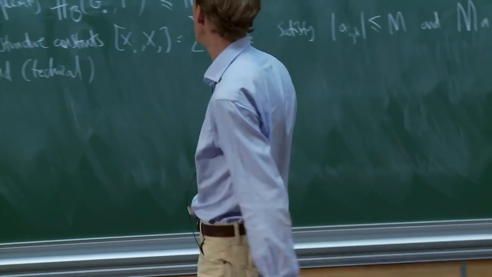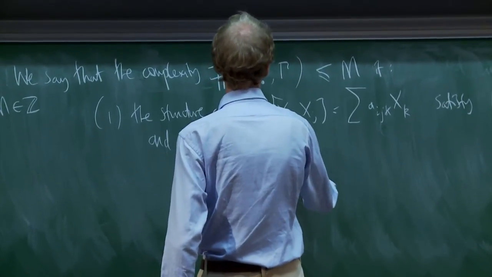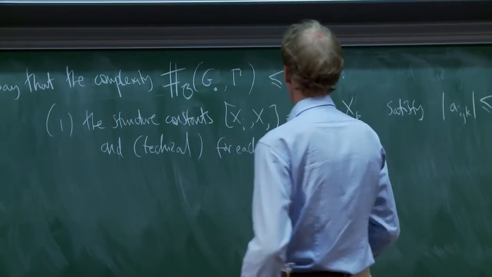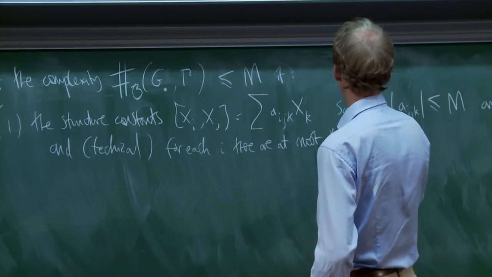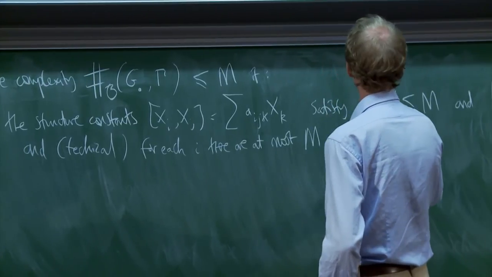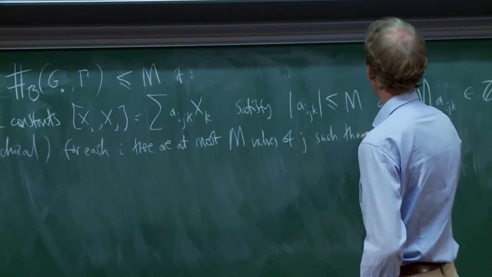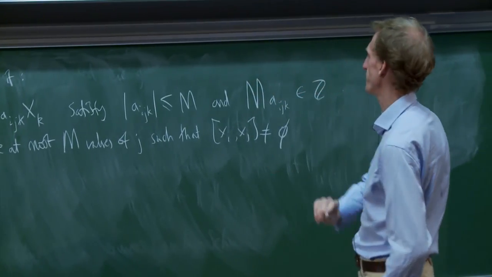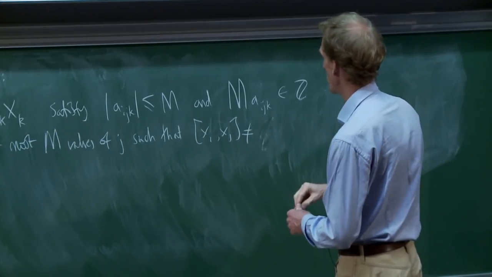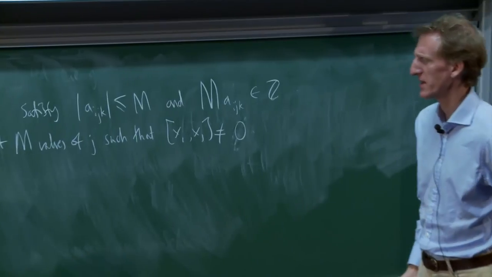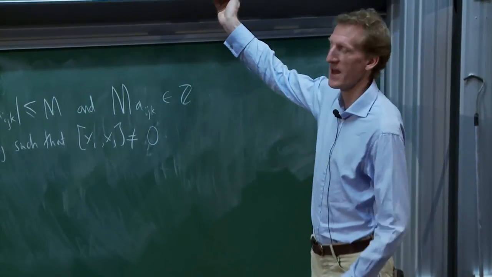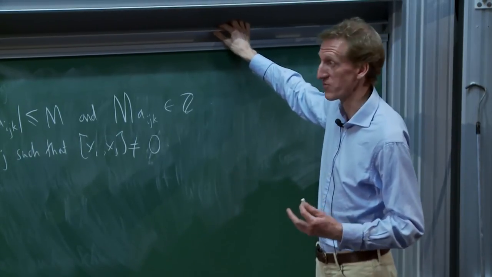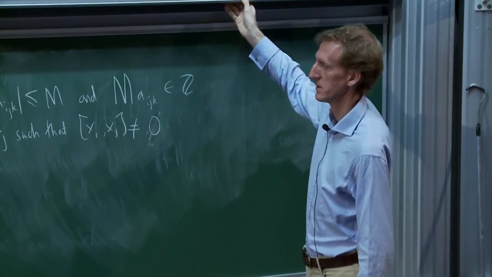Yeah, for each value of i, there are at most m values of j such that that's not zero, not trivially zero. And I included that just because it makes these notions behave better with respect to certain functorial properties of groups, like taking direct products. I found that's quite convenient. So just ignore that.